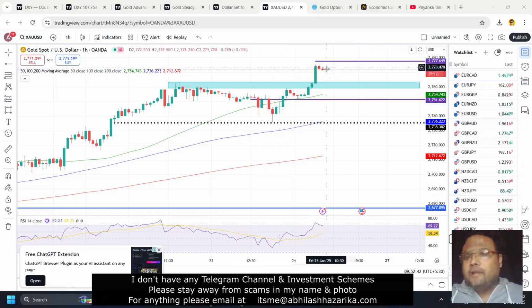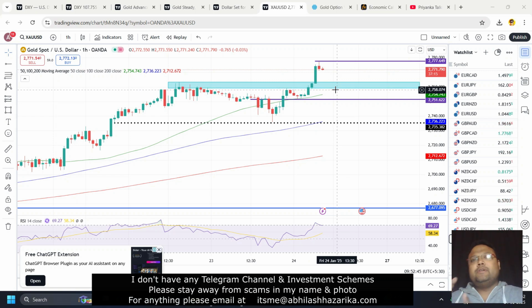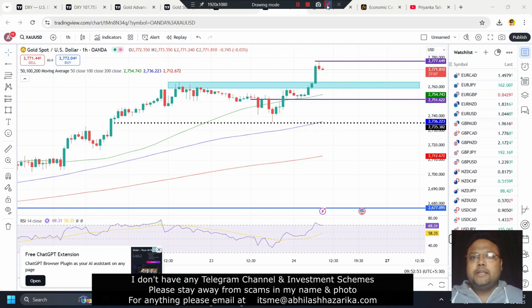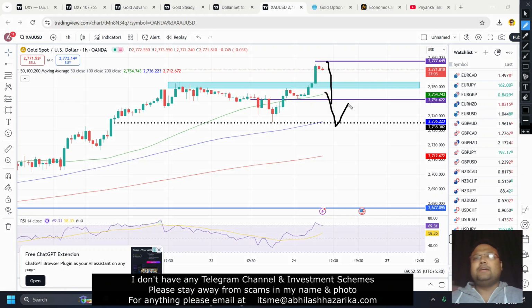So from the current level, if the market comes for retracement, then 2760, 2761 is the first support, and then we have the second support at 2750-2751. And during the US session, if you see that there is a sudden crash in the market, then just avoid trading. Okay, next week will be better.